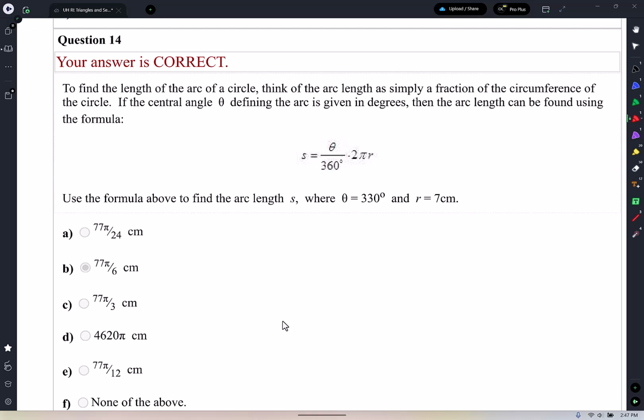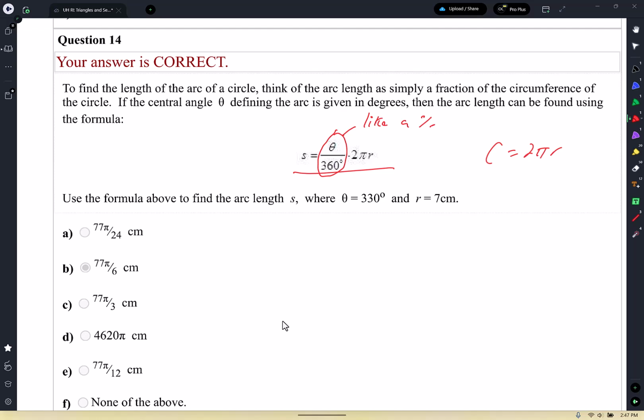To find the length of the arc of a circle, think of the arc length as simply a fraction of the circumference of the circle. If the central angle theta defining the arc is given in degrees, then the arc length can be found using the formula. Bam. So what they're trying to tell me is this: theta over 360 is like a percentage of your circumference. Circumference of a circle is 2 pi r.